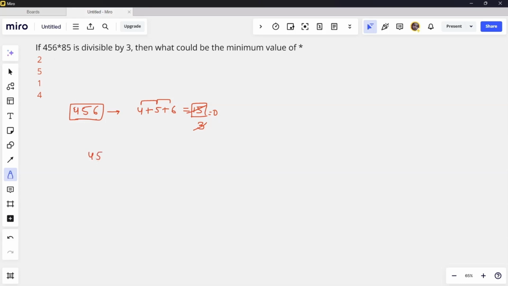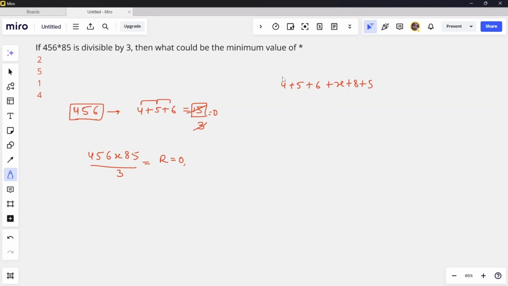So 456 star 85, I'm considering star as x here. 456x85 divided by 3, it will be completely divisible by 3 and the remainder should be 0. Okay. Now let's try to apply the divisibility rule of 3. 4 plus 5 plus 6 plus x plus 8 plus 5.